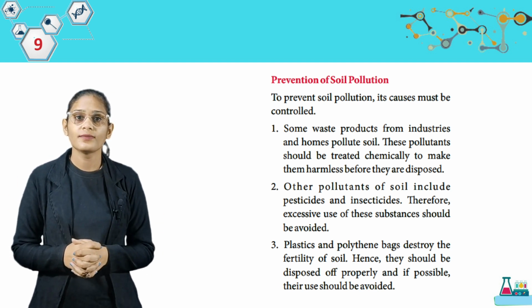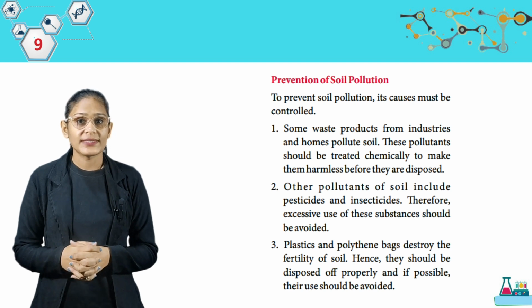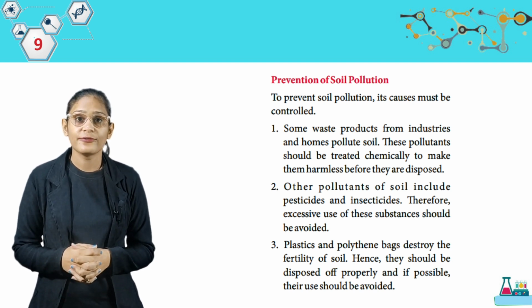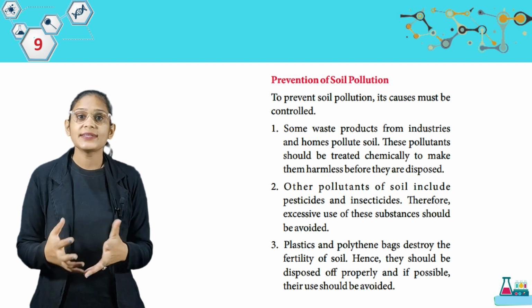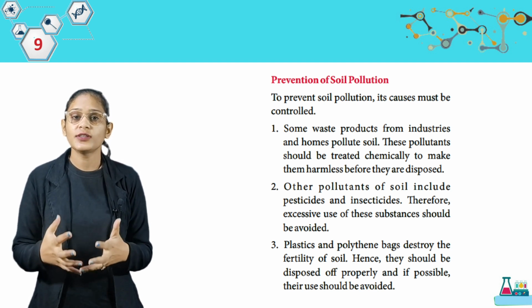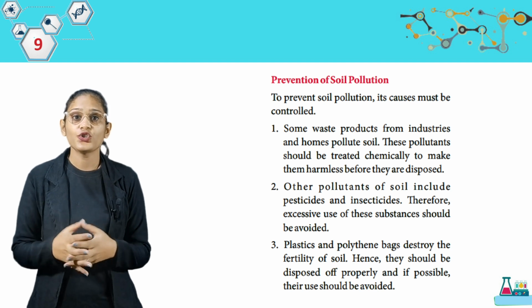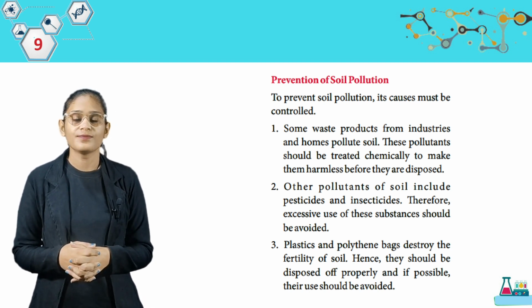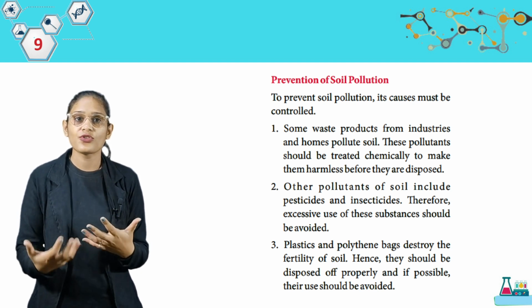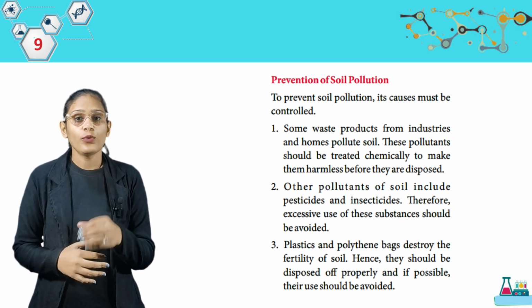Now the second we have, other pollutants of soil include pesticides and insecticides. Therefore, excessive use of these substances should be avoided. Plastics and polythene bags destroy the fertility of soil. Hence, they should be disposed of properly, and if possible, their use should be avoided. Get it, students? So these are the preventions of soil pollution.